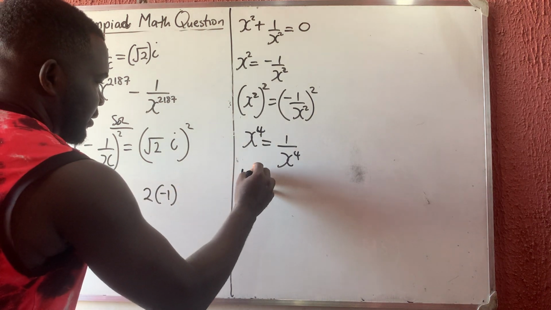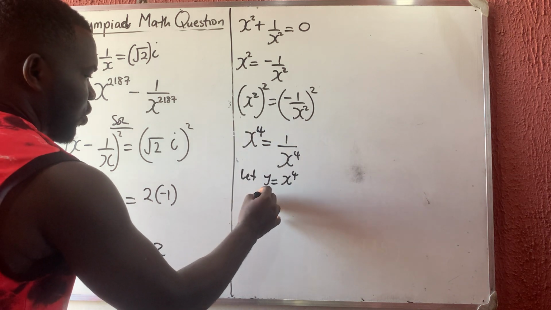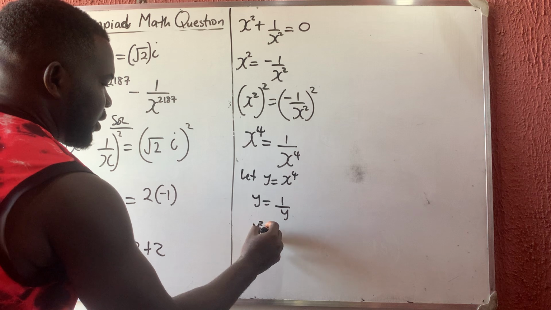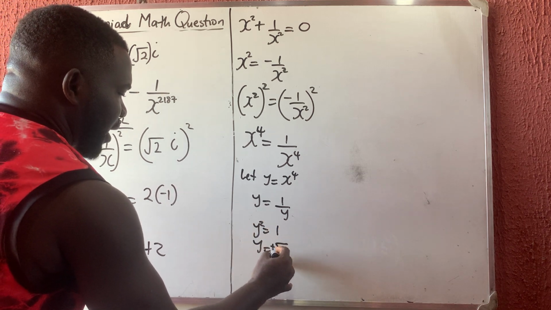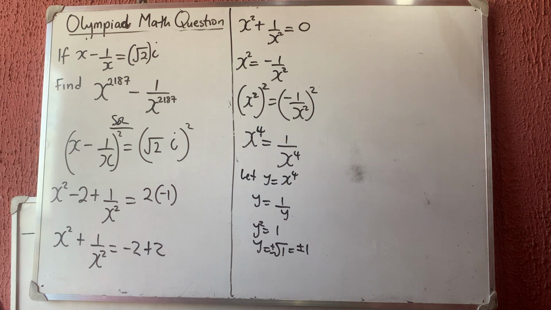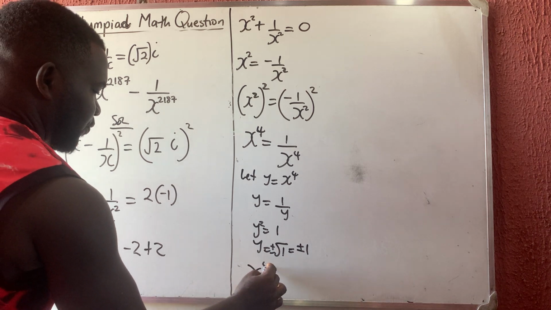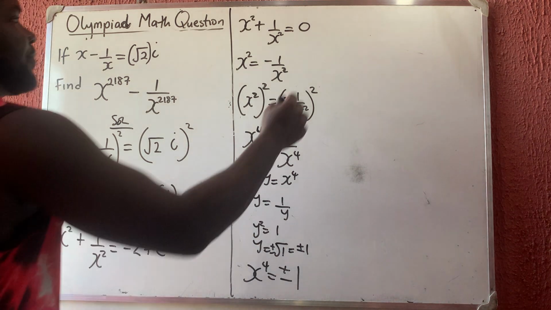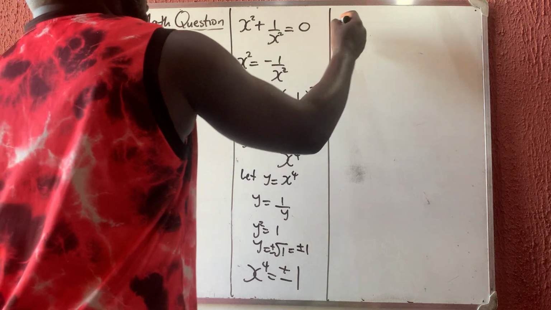Like I said, let y be equal to x raised to power 4. So if I put it here, I'm going to have that y is equal to 1 over y. So therefore, y squared is equal to 1. So y will now be the square root of 1, plus or minus. So I have plus or minus 1, which means that x raised to power 4 is equal to plus or minus 1. Now, having this, let us now check what this will give us.